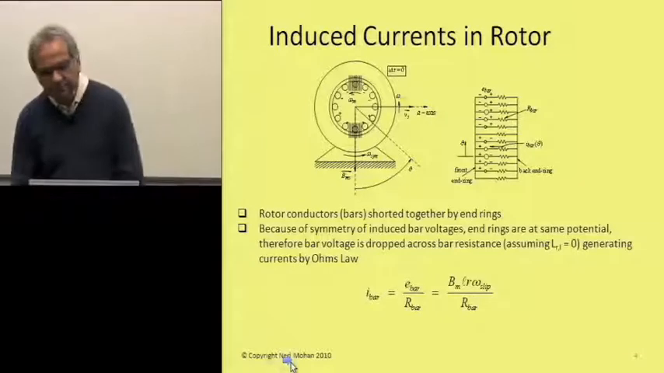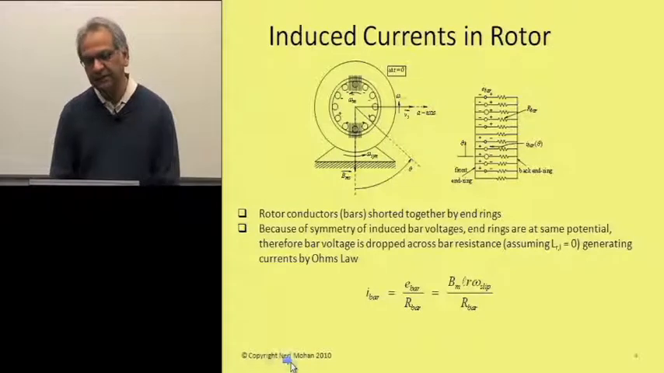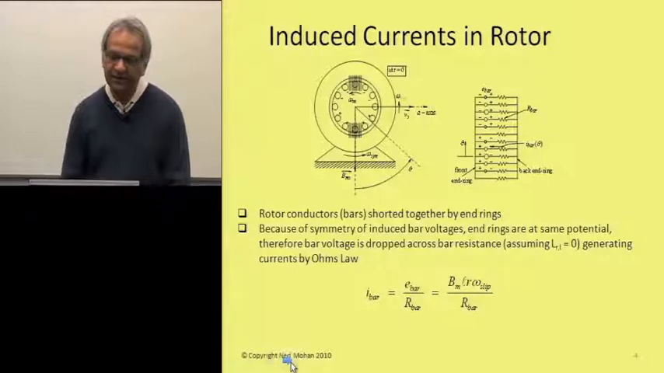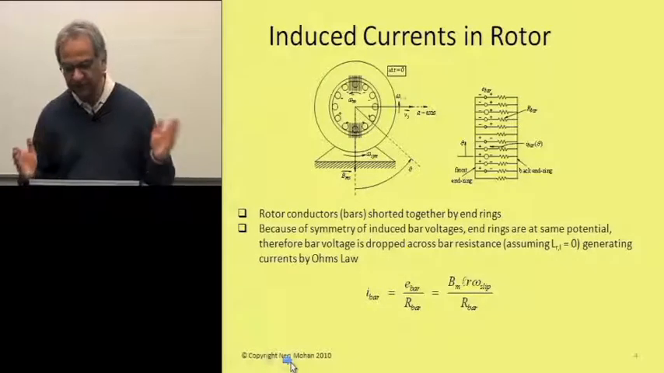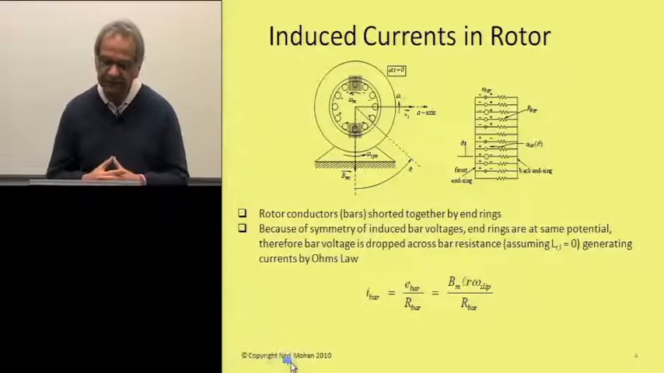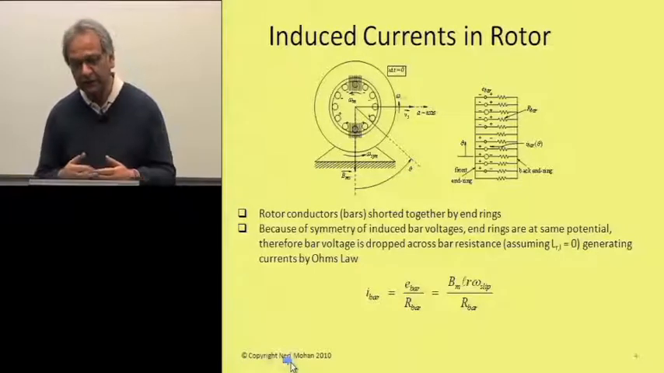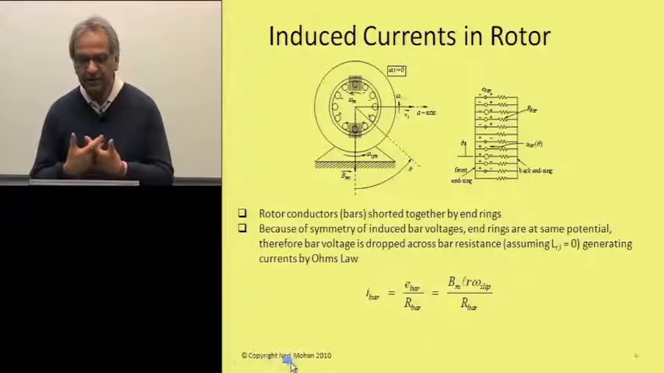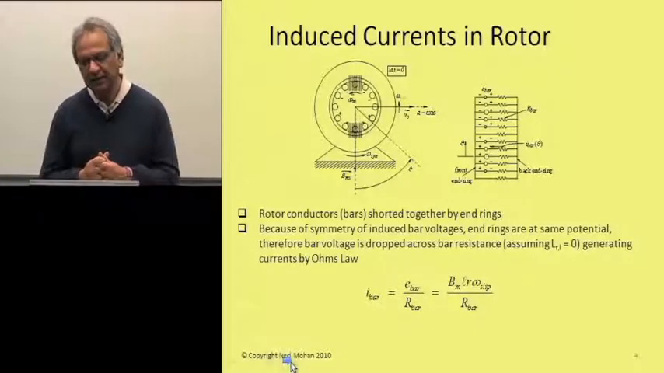All right. So now we saw that there are induced voltages in the rotor bars, and these rotor bars are short-circuited at both ends. By symmetry, you can see that both bars are at the same potential, and therefore the induced voltages are dropped across the rotor impedance. But let's assume that the rotor leakage is negligible at this point. Later on, we will include it. It's very important for certain applications to include the effect of rotor leakage, but let's assume that it is negligible.